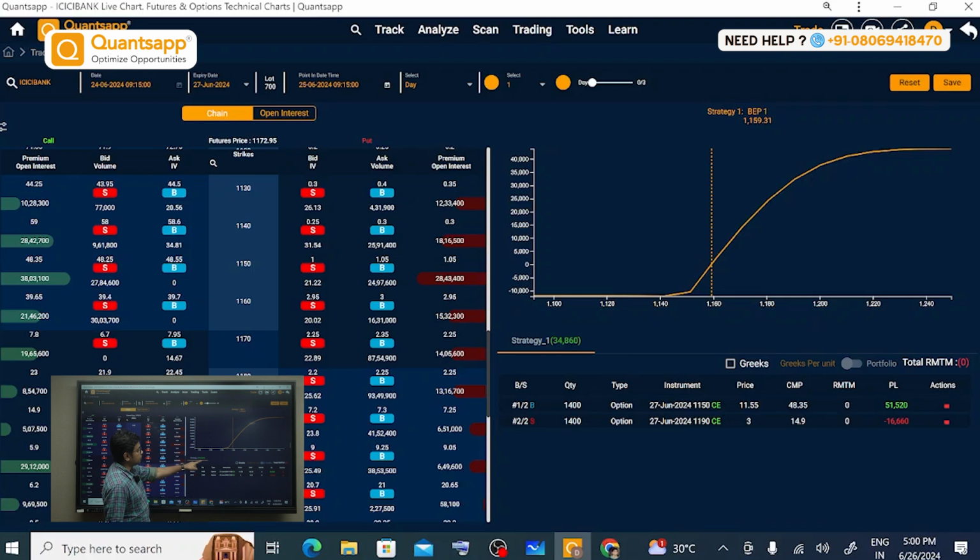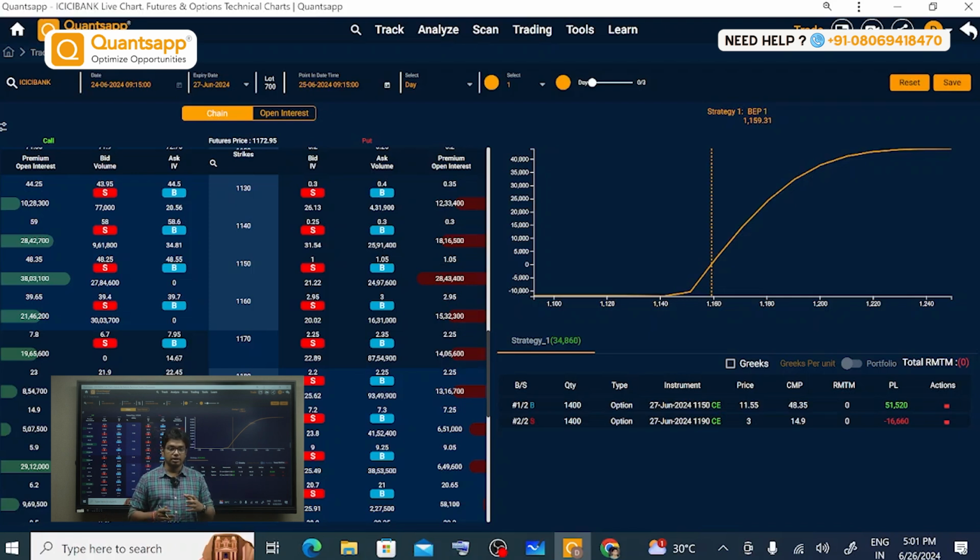34,860. This is the current market price. Although I have made losses on the call which I have sold, it was 3, current is 14.9. But you can see the call which I have bought is 11.55, and the PNL in that is 51,000, and the loss here is 16,660. So I have made around 34,860 rupees profit by using the bull call spread.